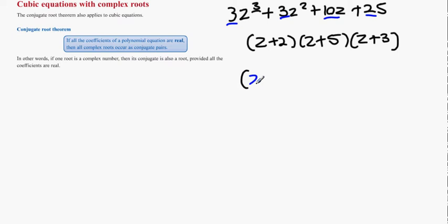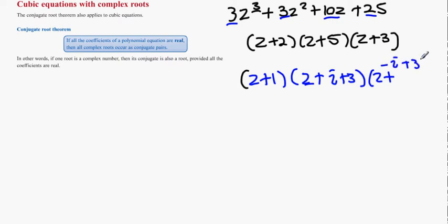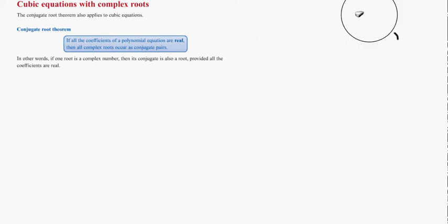what happens is you're going to end up with one real factor or a real root, and then you're going to end up with complex number ones to go with it. Usually the complex roots are the conjugates of each other, so minus i plus 3 are conjugates. So that's the conjugate root theorem: if all the coefficients of a polynomial equation are real, then all the complex roots occur as conjugate pairs.